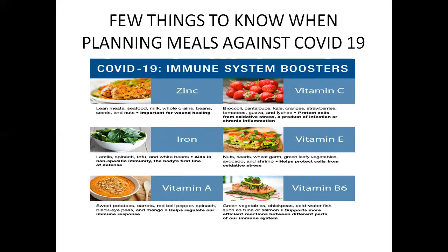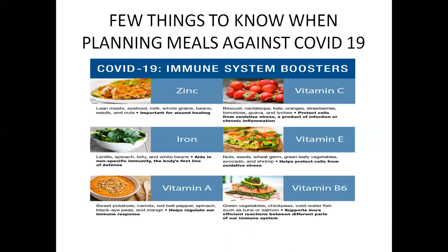We have COVID-19 immune system boosters. Things that you get zinc from. Zinc is good for what? It's important for wound healing. We have vitamin C, which protects cells from oxidative stress. We have iron, which aids in what? Non-specific immunity. We have vitamin E, which helps protect cells from what? Oxidative stress as well. We have vitamin A, which helps regulate our immune response, and vitamin B6, which supports more efficient reactions between different parts of our immune system.